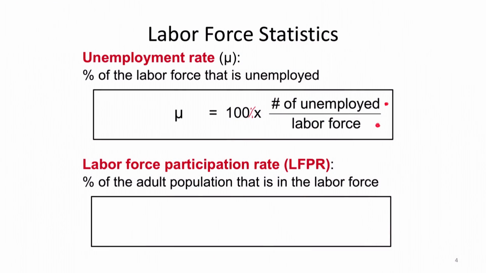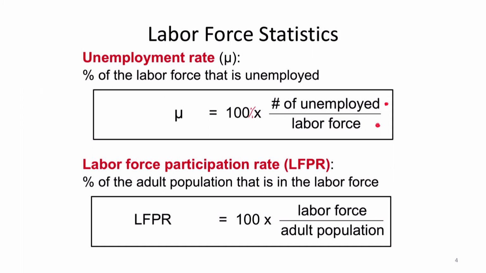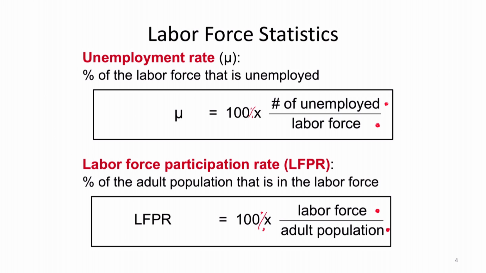Next, let's look at the labor force participation rate. This is the percentage of the adult population that is in the labor force. So this is taking the total labor force, the amount of employed and unemployed people, and dividing it by the adult population, so the amount of people over the age of 16 in an economy. We multiply this by 100% again, and this is telling us the percentage of adults in our economy that are either employed or unemployed and are actively participating in the labor force.